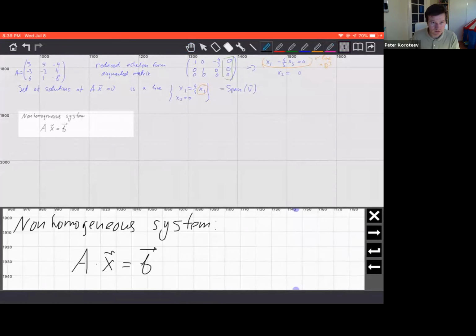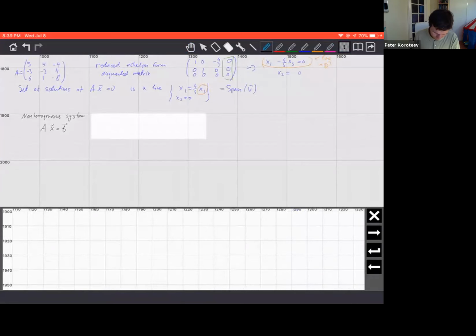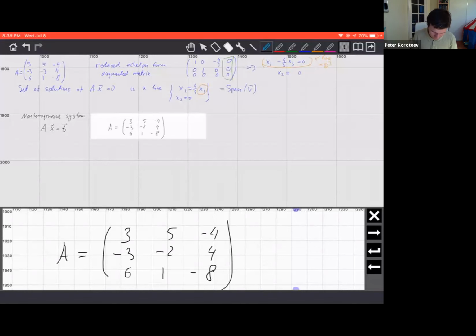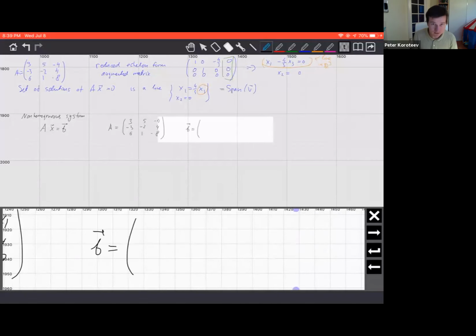So for the sake of the argument, let's keep the same matrix, right? I'm just going to copy it from the previous example. So A is equal to 3, 5, minus 4, minus 3, minus 2, 4, 6, 1, minus 8, and vector B is 7, minus 1, minus 4.